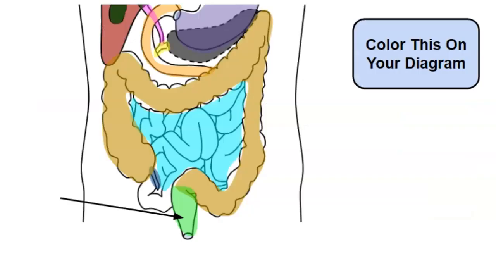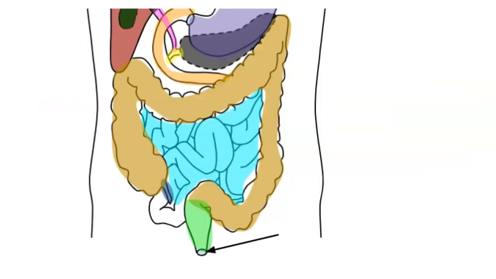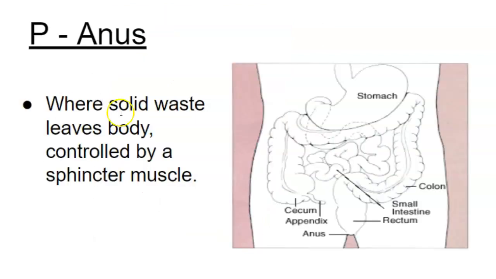Before our waste is eliminated, it gets stored here. This is our rectum. It's just a little spot to store the waste, okay? So it gets stored here, stores solid waste. And our opening, again, this is an opening, we said has a ring of muscles. And that ring of muscles is called the anus. It has a sphincter on it that controls when that opens and closes. So the anus is where the solid waste leaves the body, and it's controlled by a sphincter muscle.